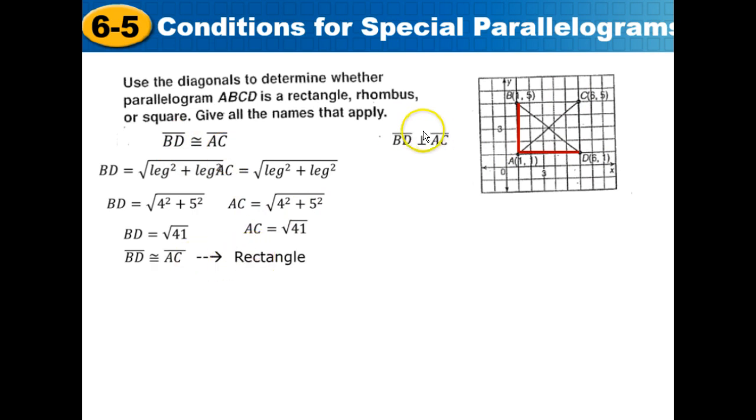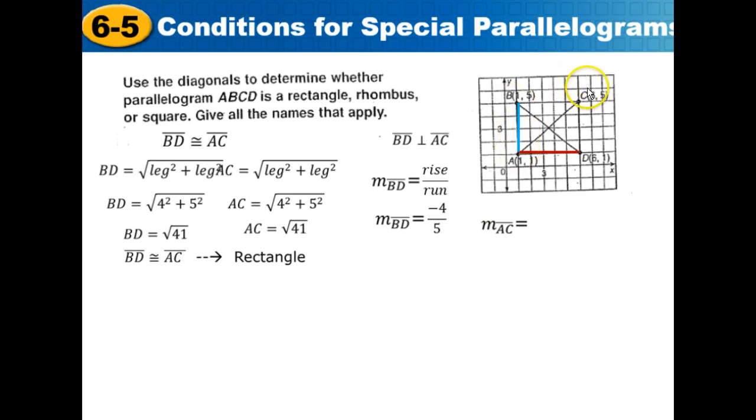Okay? Now, the other thing we're going to do is check and see if it's a rhombus, using the diagonals for this too. The diagonals of a rhombus are perpendicular. We can prove that by doing the slope. Remember, slope is rise over run, and we're going to count again. So we can count from A to C.